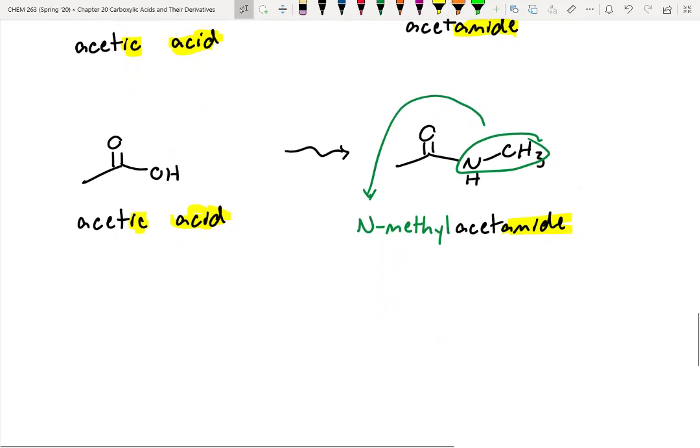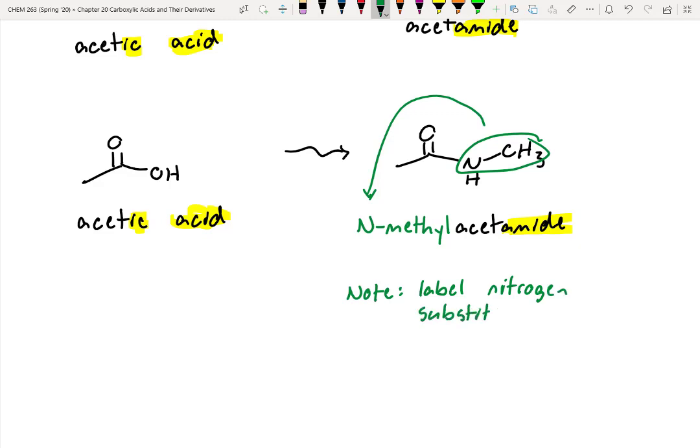So let's make a note for this, and we'll just say note, label nitrogen substituents with N-group prefix. So pretty straightforward, kind of like esters. The only difference is you have to add this capital N before to indicate that the group is coming off the nitrogen, not somewhere else in your molecule. It's less ambiguous that way.